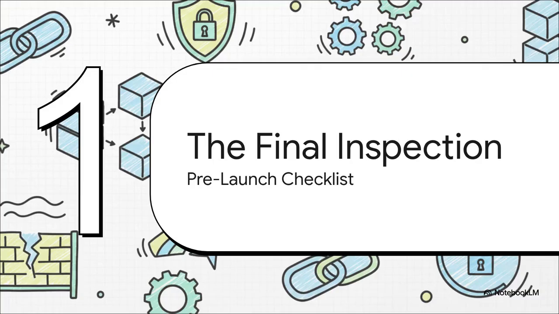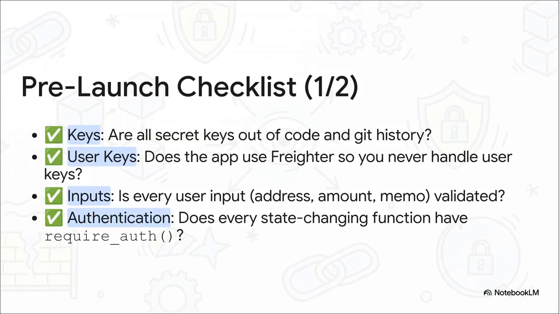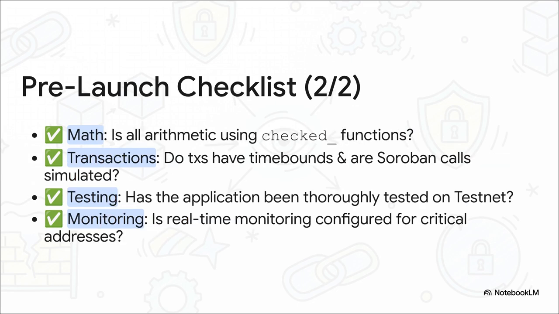All right. The keys are secure, the code is solid, and our operational playbook is defined. There is just one last ritual left before you launch. It is time for the final inspection. So let's run through the checklist, rapid fire. Are your own secret keys completely scrubbed from your code and your Git history? Check. Are you using a wallet like Freighter so you never ever touch user keys? Check. Are you validating every single piece of user input so you don't get garbage in, disaster out? Check. And does every critical function have its require auth bouncer on duty? Absolutely. Check.